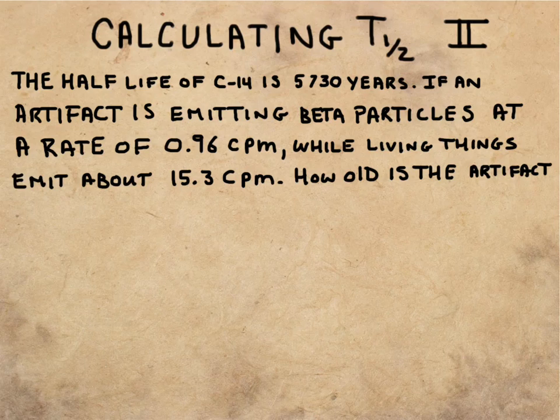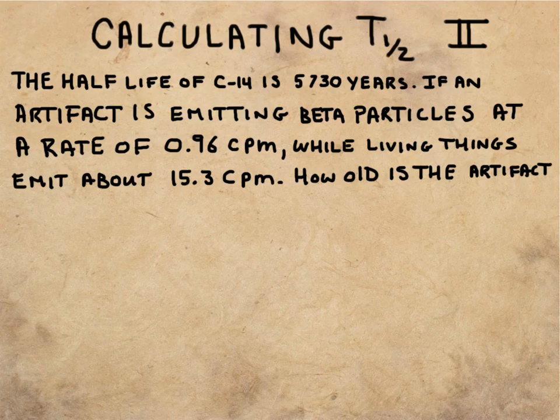The half-life of carbon-14 is about 5,730 years, and when a living thing is alive or recently dead, it will emit somewhere in the range of about 15.3 counts per minute. Then when the creature, the tree, or the animal dies, it's no longer eating and it's not taking in any more carbon-14, and the amount of carbon-14 will go down after that point.